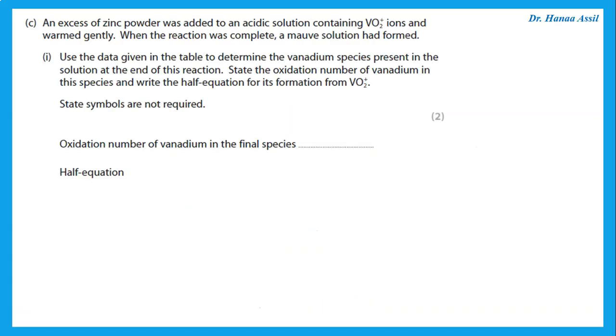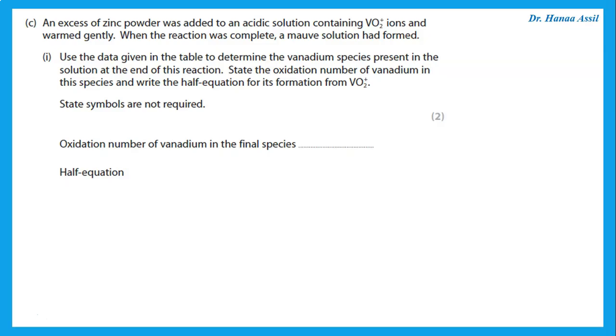An excess of zinc powder was added to an acidic solution containing VO2+ and warmed gently. When the reaction is complete, a mauve solution had formed. Use the data given in the table to determine the vanadium species present in the solution at the end of this reaction.